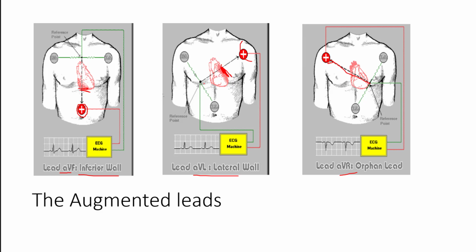ECG. Now, you might be wondering, well, what happens with AVR, right? It's capturing activity going in the opposite direction. Well, that is correct. It's looking at the right side of the heart, as we see here, right? Because again, our positive terminal is on the right. And you'll see here the view is inverted.